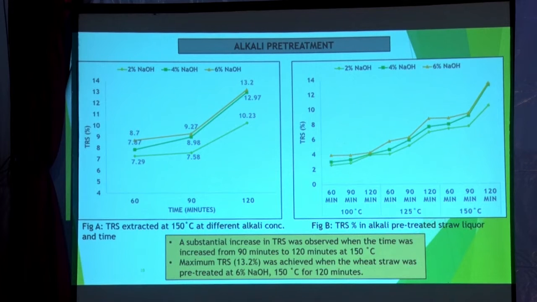Now this is the result of the alkali pretreatment, TRS extracted at 150 degrees Celsius. A substantial increase in TRS was observed when the time was increased from 90 minutes to 120 minutes at 150 degrees Celsius. A maximum TRS, that is 13.20%, was achieved when the wheat straw was pre-treated at 6% NaOH, 150 degrees Celsius for 120 minutes.